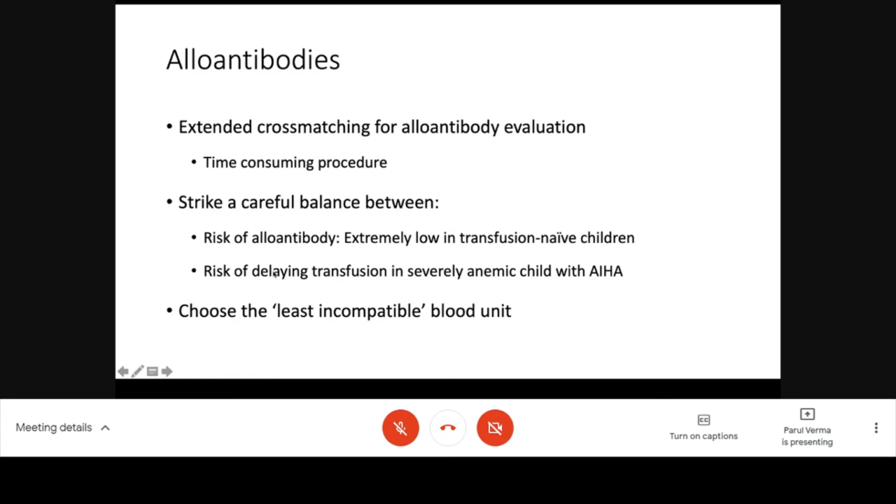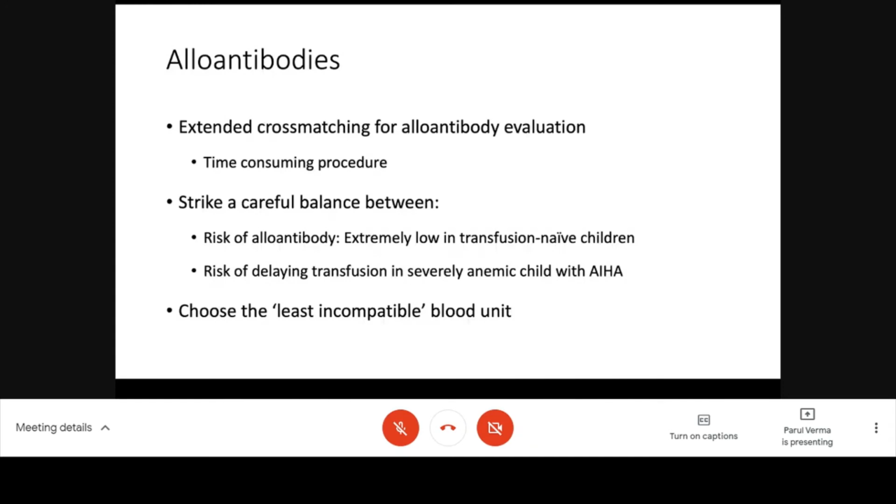On the other hand, the risk of delaying transfusion is much more. So we just have to choose the least incompatible blood. Again, I'll give you an example. Suppose you have an O positive child with warm type of AIHA who presents with life-threatening severe anemia and you need to transfuse. Then what the blood bank will do is choose a few units of O positive blood, run a cross-match, and the least incompatible O positive blood will be issued. We do not go for the extended alloantibody evaluation.